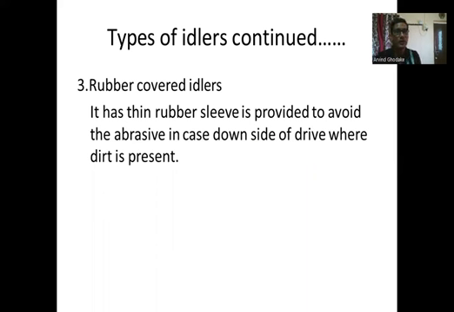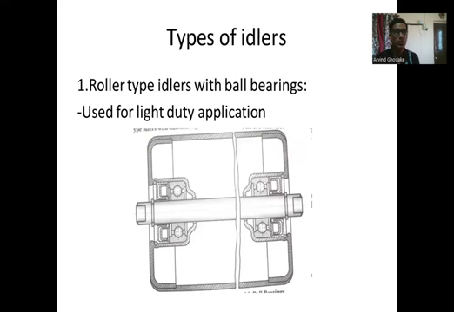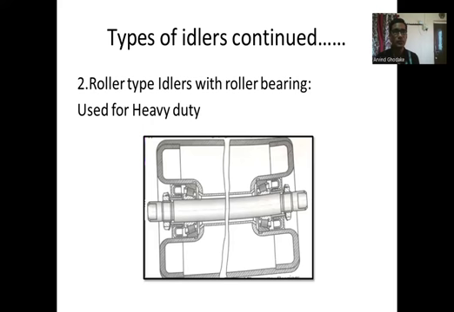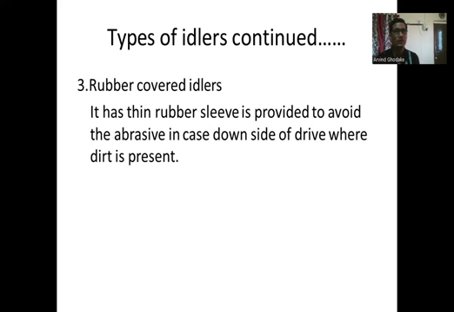Then rubber covered idlers. A thin rubber sleeve is provided to avoid abrasion on the down side of the drive where dirt is present. So these are the three types of idlers used in the belt conveyor: the first one is the roller type of idler with ball bearing, the second one is the roller type of idler with roller bearing, and the third one is rubber covered idlers.